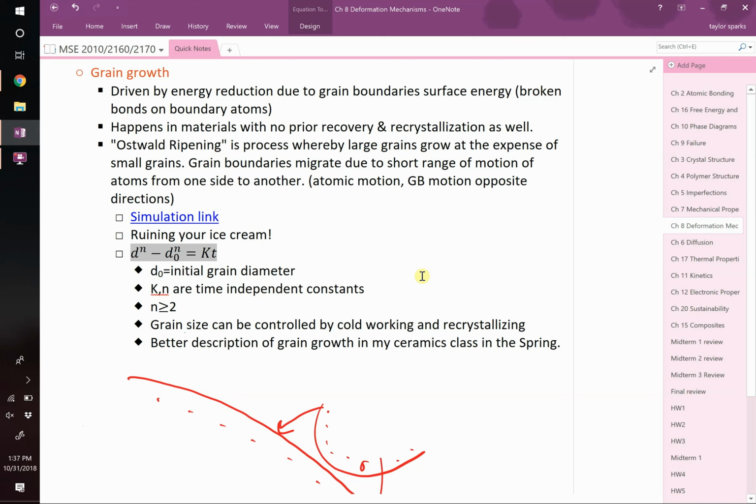But k and n are constants for grain growth. And if you know those, and I were to give you an initial grain size, and I say, how big will it be after 5 hours? You could tell me those.